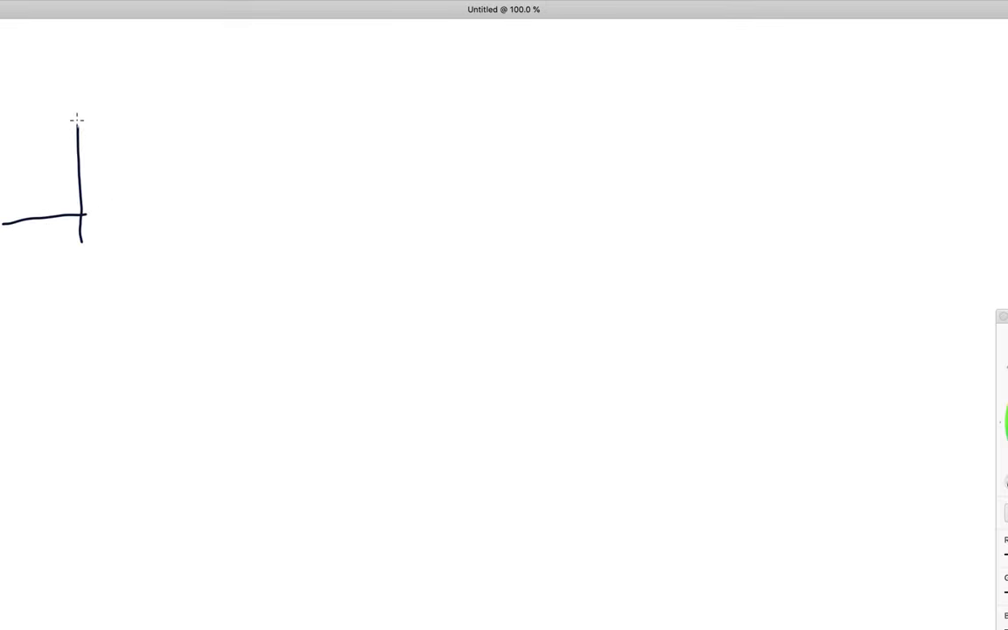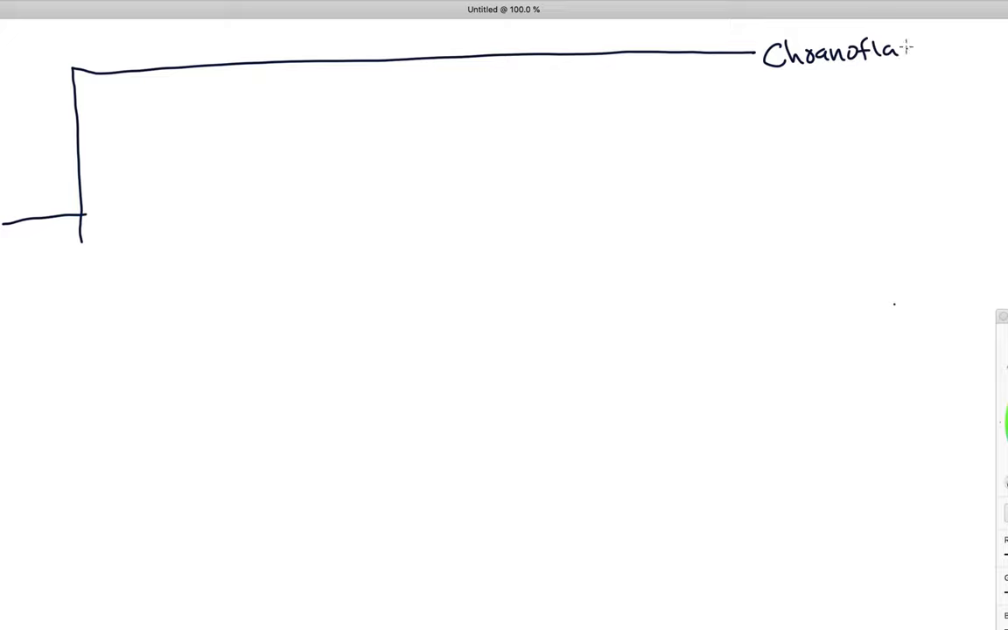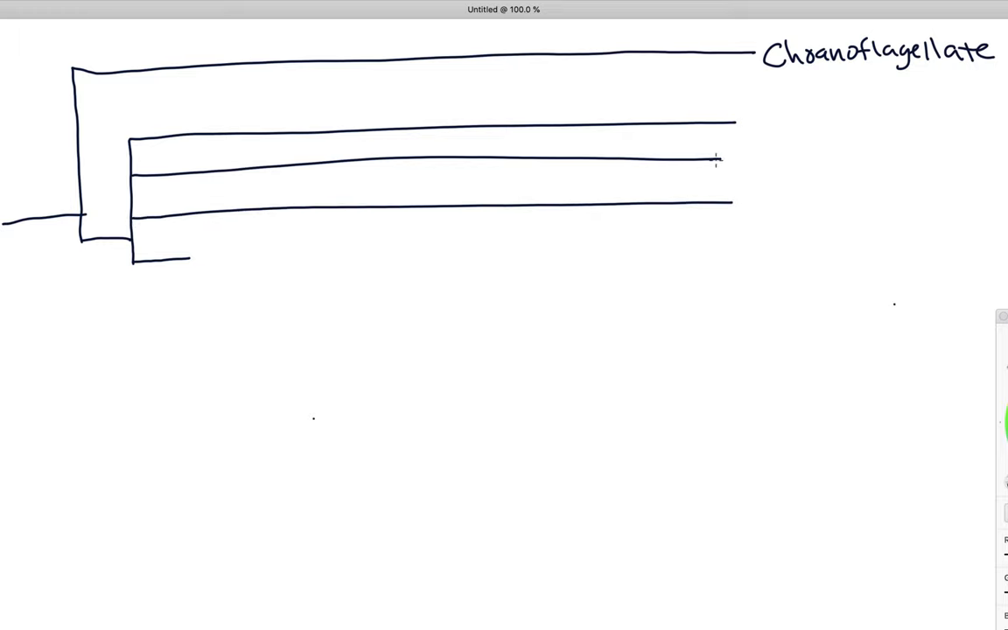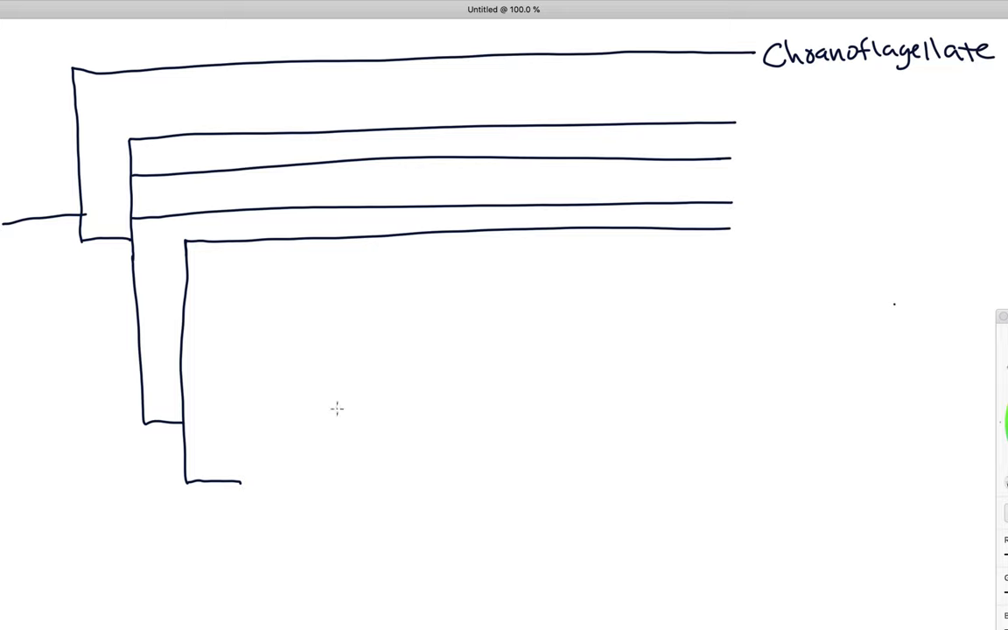I'm going to draw a non-animal group, the choanoflagellates. That's most closely related to animals, but it's not an animal. They look similar to certain types of sponge cells. They're sort of colonial organisms. Okay. I'm going to draw a polytomy here for these three groups. Let's draw this. Okay, we'll leave it like that for a second.